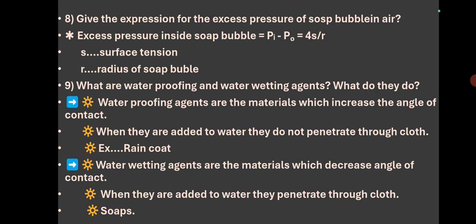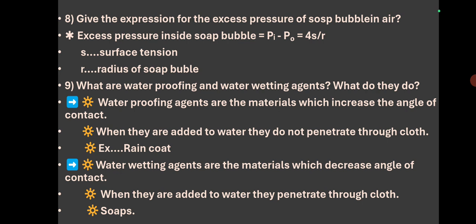Right? Now what are waterproofing and water wetting agents? And what do they do? Waterproofing agents, when immersed in the water, increase the angle of contact between the water and the cloth. For example, a raincoat. In the rainy season we wear a raincoat. Water will not enter that fabric because the angle of contact is more. Okay. Now next, water wetting agents means soap and detergents.